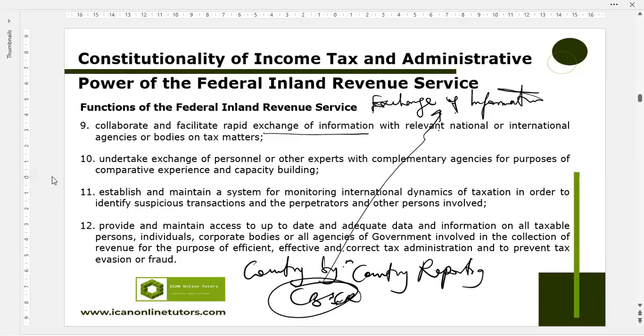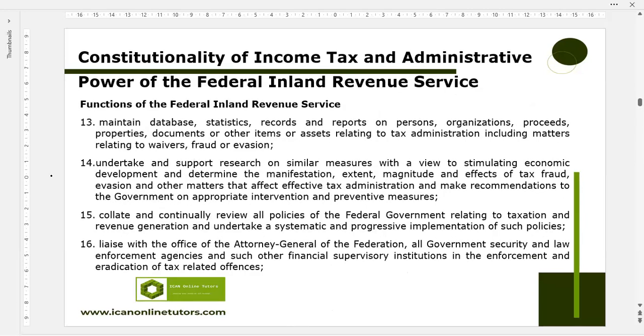Okay, so then again, establish and maintain a system for monitoring international dynamics of taxation, provide and maintain access to up-to-date and adequate data and information, maintain database, statistics, records and reports on persons, organizations, proceeds, properties, documents, or other items. And that's why we have TIN number. So that TIN number is like an account, your bank account with the FIRS. Okay, so anything you want to do with FIRS, you must submit that account number. Okay, that's your TIN number. You must submit it. So that's what they use to keep your record.